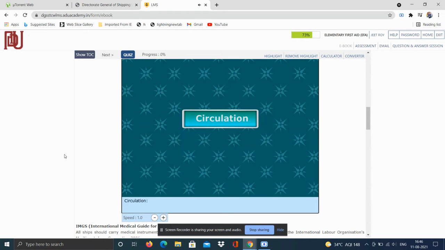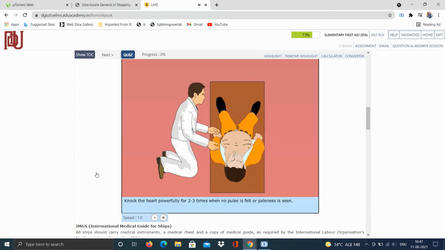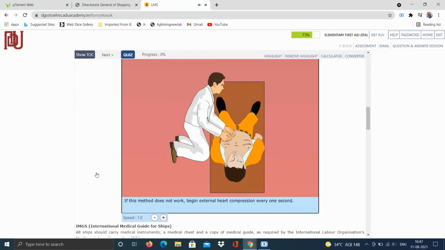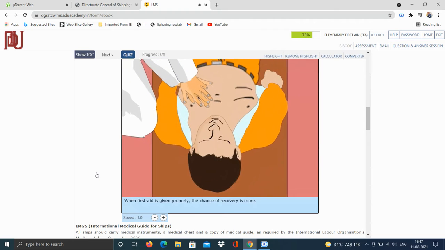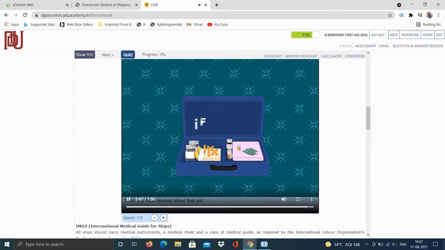Circulation. Knock the heart powerfully for 2 to 3 times when no pulse is felt or paleness is seen. If this method does not work, begin external heart compression every 1 second. When first aid is given properly, the chance of recovery is more. Thus, you have learned about first aid.